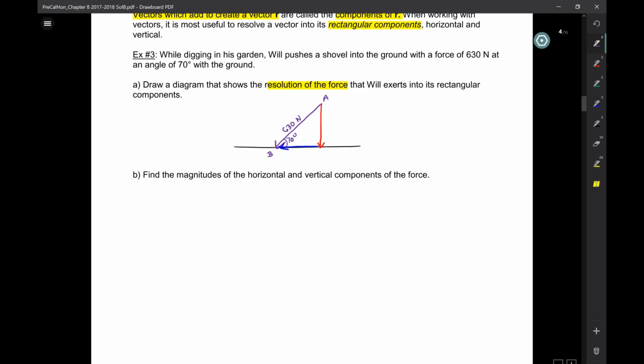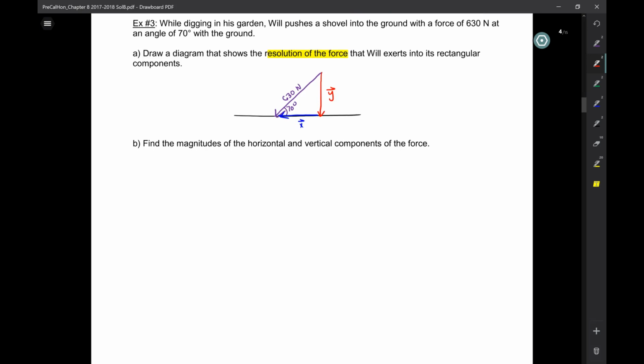Okay, so now we label this as X and we label this as Y. If you want full credit on a question that looks like this, this is exactly how it needs to look. The only thing you can omit is A and B. So here we go. I need the arrows, I need the X, I need the Y, I need the magnitude and the direction. The arrow on top of it, yes, it has to look like that. Okay, so now it says find the magnitudes of the horizontal and the vertical components of the force. So now I need to find the magnitude of the horizontal.